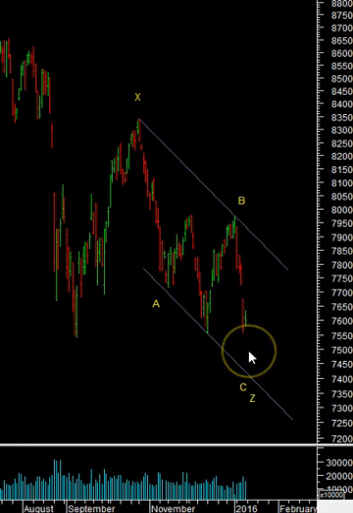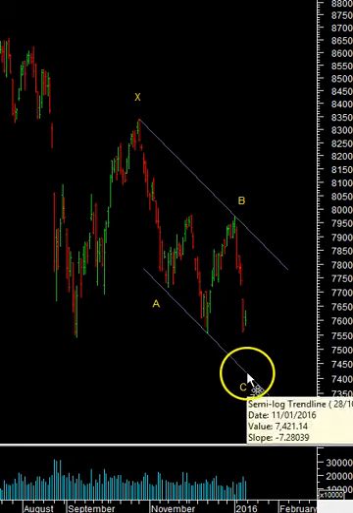We are into the fifth wave of C already. So that's the absolute final dip happening right here. It has no specific target. It can end at any point between now and 7420.